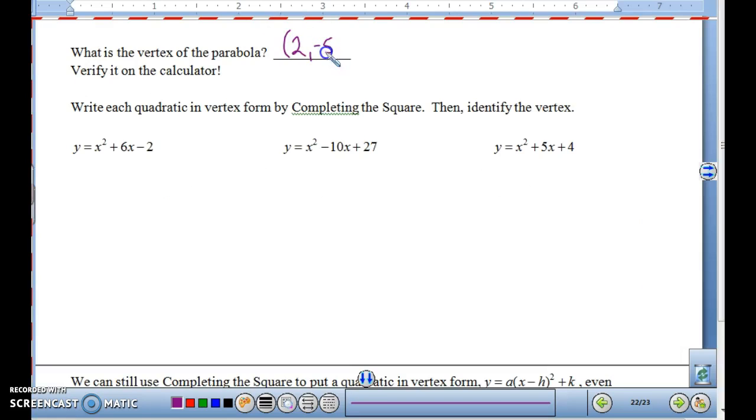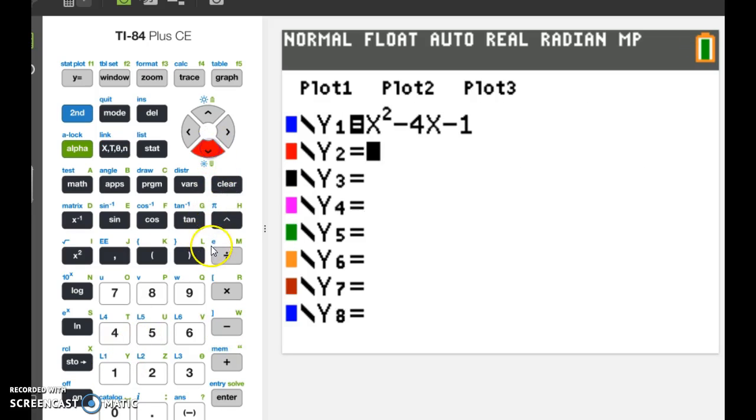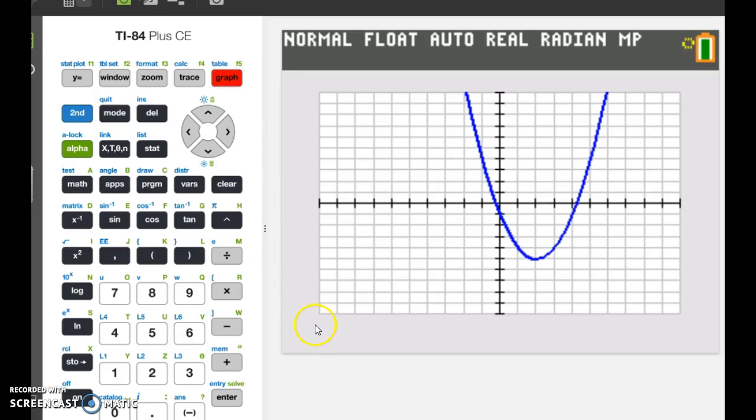Now, if I want to verify that I did that correctly in my calculator, I can do that. I'm going to do it on the color calculator so you can see what it looks like. I want to make sure, first of all, that I did this correctly. So I'm going to put the original equation in, x squared minus 4x minus 1. And then I'm going to put in my vertex form to make sure that I did it correctly. So parenthesis x minus 2 quantity squared, and then minus 5. Now when I graph this, the blue one is the original, and the red one is the vertex form. It's exactly the same.